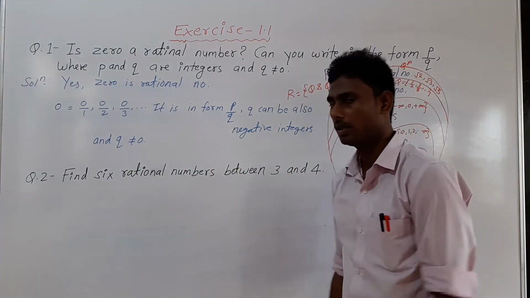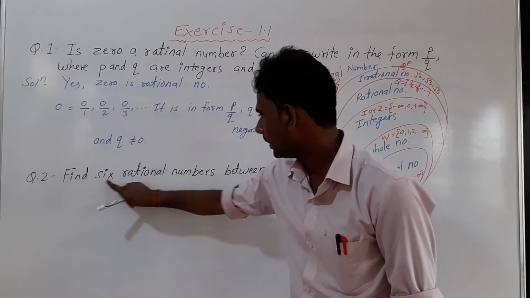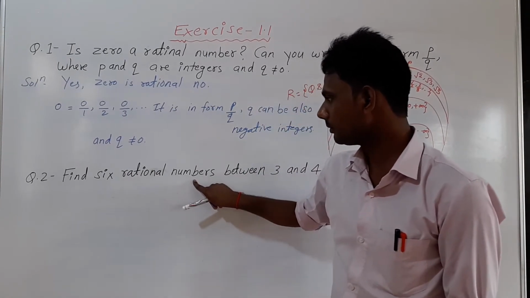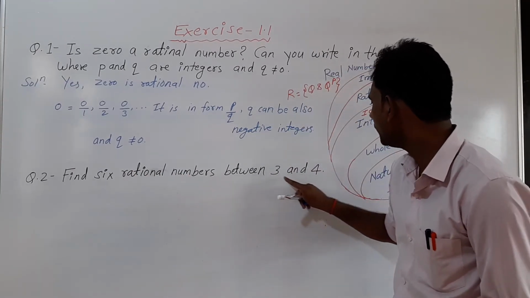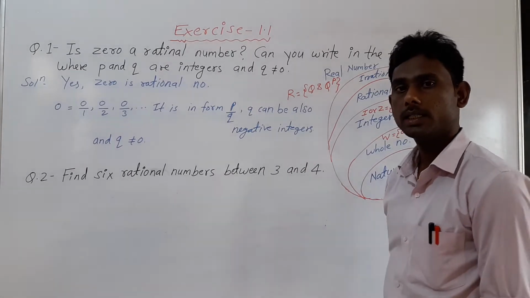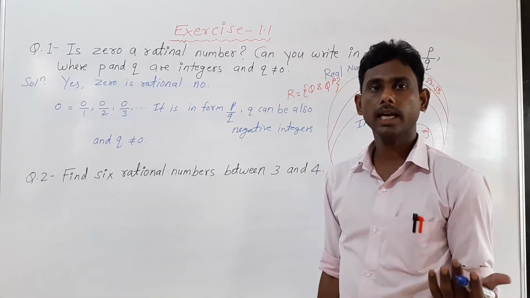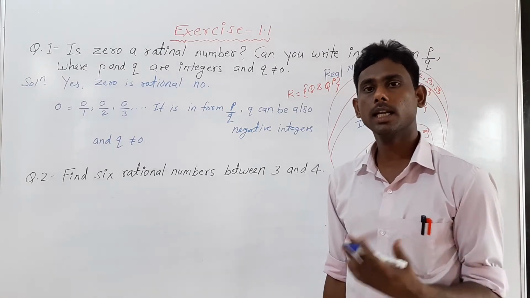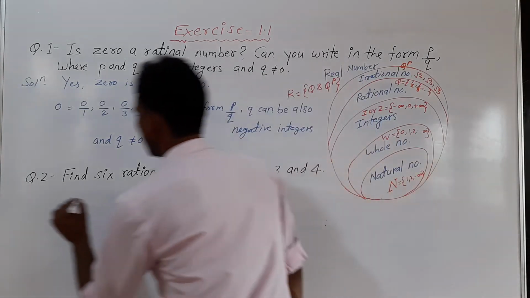Now let's move to the second question. The second question is: find 6 rational numbers between 3 and 4. We have to write 6 rational numbers between 3 and 4. As we know, there are infinitely many rational numbers between two rational numbers. So, solution.